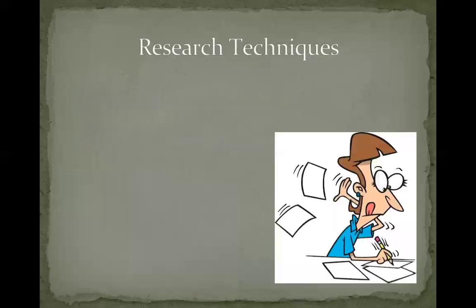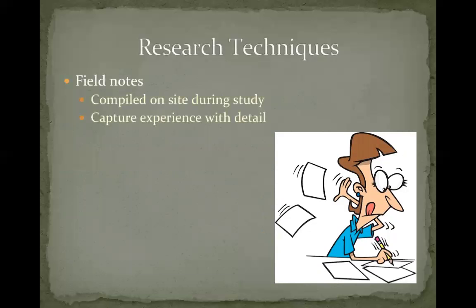Another really key research technique in ethnographic research is that of field notes. So these are compiled on site during the study. These need to capture your experience with detail so that you can write that narrative account later. You want to get as much down as you can in these field notes. Actually, the book goes as far as to call this your primary tool in this type of research, because this is what you look back to when you go to write that ethnographic account. You look back to these notes and draw upon them to write your narrative.